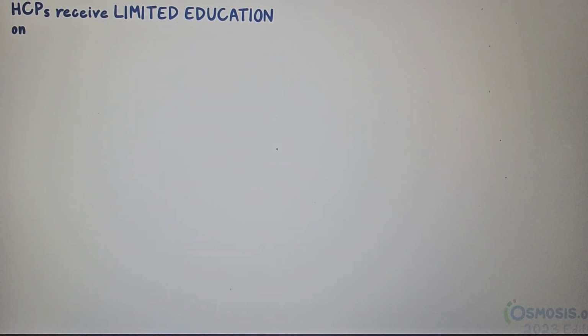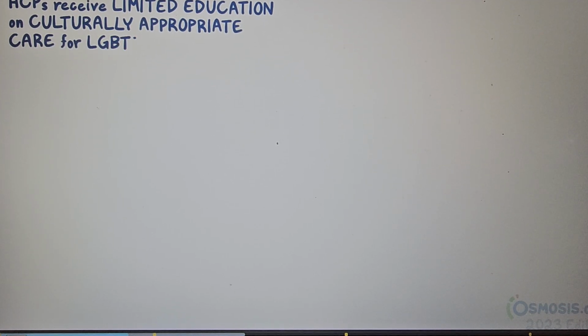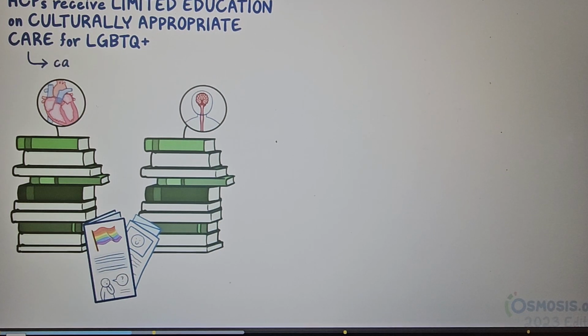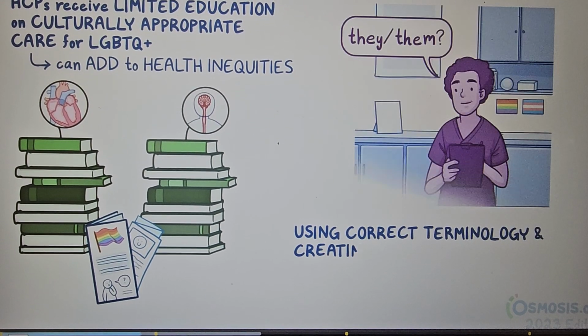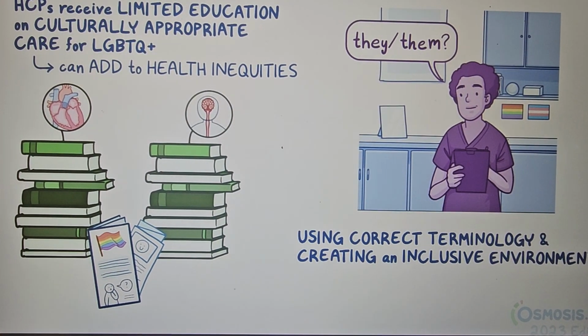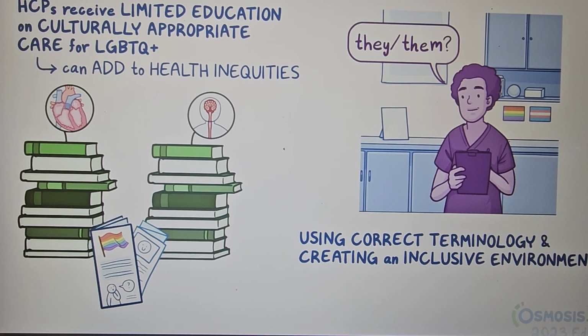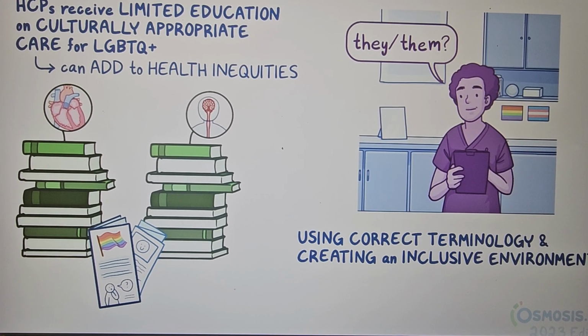Additionally, healthcare providers receive limited education on how to provide culturally appropriate care to people who identify as LGBTQ+. This lack of training can add to the health inequities, but by using correct terminology and creating an inclusive environment, nurses can provide culturally appropriate care to the patients who identify as LGBTQ+.